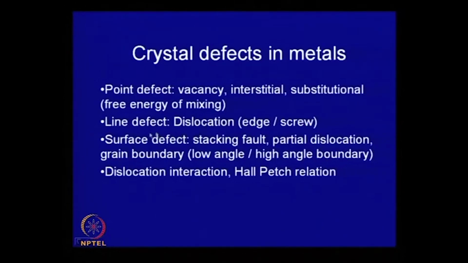We will look at some line defects. They are known as dislocations. There are two broad types of dislocation, edge and screw. We will also learn about surface defects like stacking fault and what causes stacking fault. That means this is also associated with the formation of a different type of dislocation called partial dislocation. We have already talked about grain boundary. This is also a type of defect. There are different types of grain boundary. We will try to know about it in a little more detail.